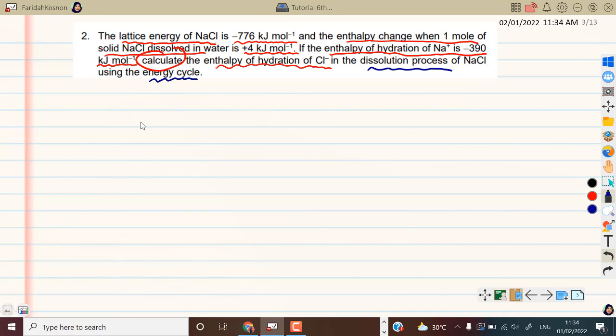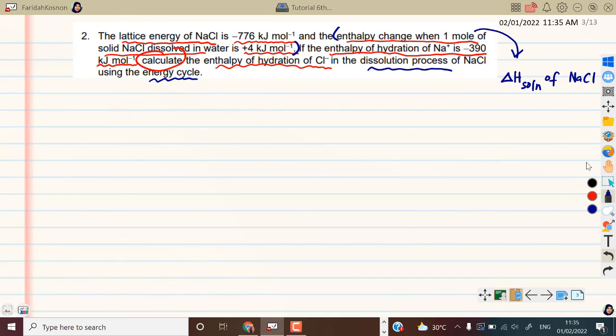Jadi kalau you tengok pada ayat ini, actually dia dah beri satu definition. Kalau you baca betul-betul, the enthalpy change when 1 mole of solid sodium chloride dissolved in water is positive 4 kilojoule per mole. So this sentence actually refers to the enthalpy of solution of sodium chloride. Dia tak sebut directly, tetapi dia sebut dalam bentuk definition.